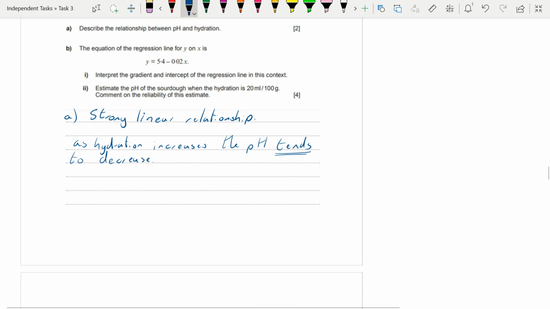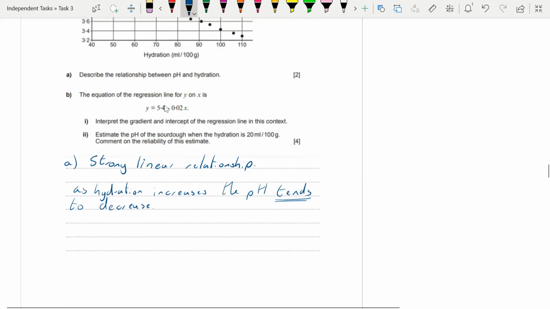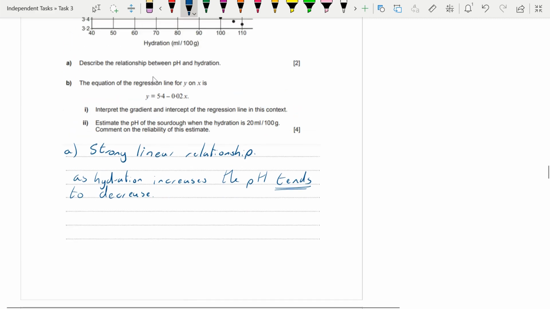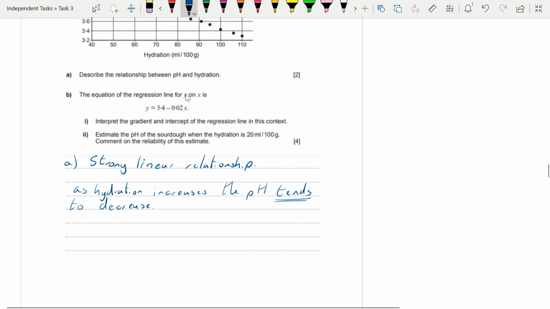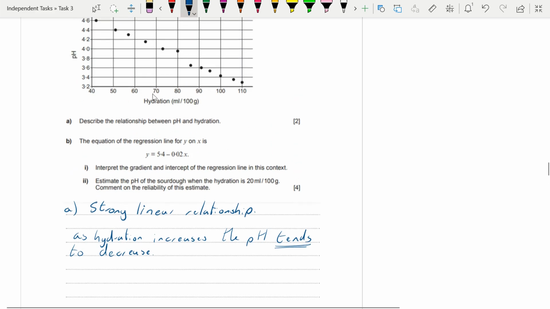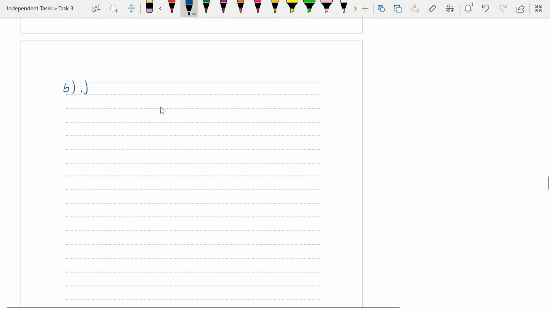Okay, so then part B, I'm going to do on the next page. Okay, so I've got B. I've got 2 parts. So I've got a regression line here of y equals 5.4 minus 0.02x. It wants me to interpret the gradient and the intercept in this context. Okay, so I'm not going to use y and x. Okay, x is what's going along the bottom, that's my hydration. pH is going at the side. So my gradient should be, as I go across one, I go up or down however much it is. Okay, so that's what I'm going to describe in terms of my relationship.